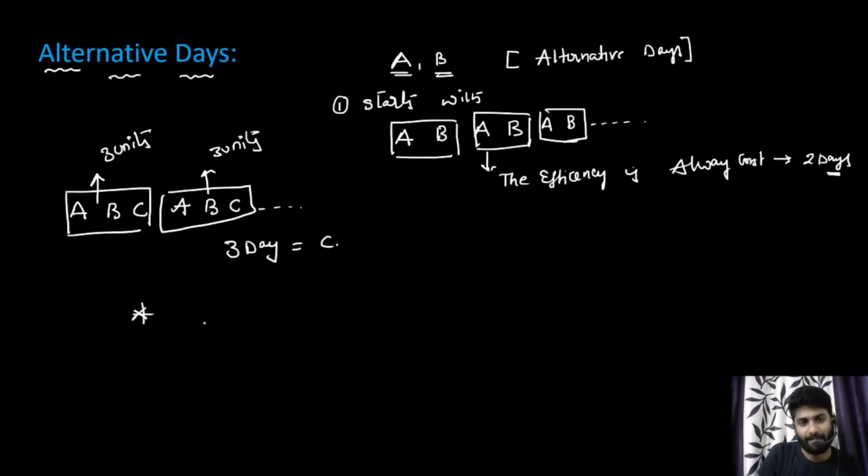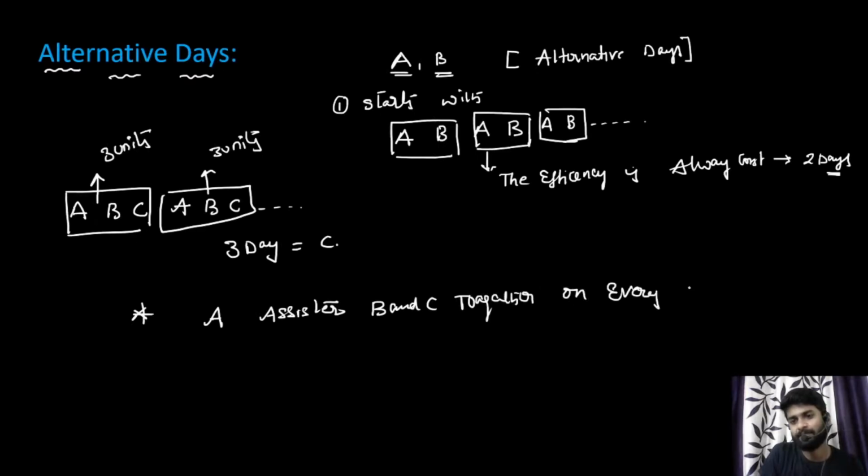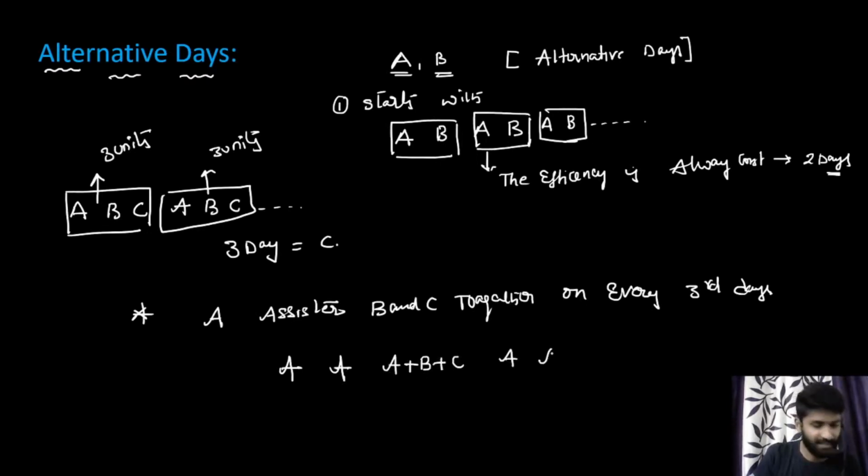Sometimes they mention that A assisted B and C together on every third day. Clear? Every third day. So for example, this statement is given. What is the meaning of this statement? It means first day A, second day A, third day A along with B and C. Again fourth day A, fifth day A, sixth day A plus B plus C.